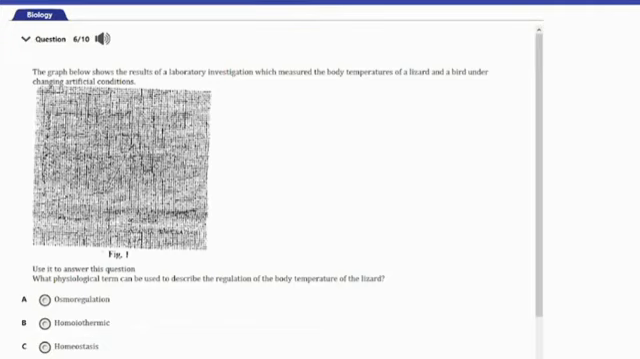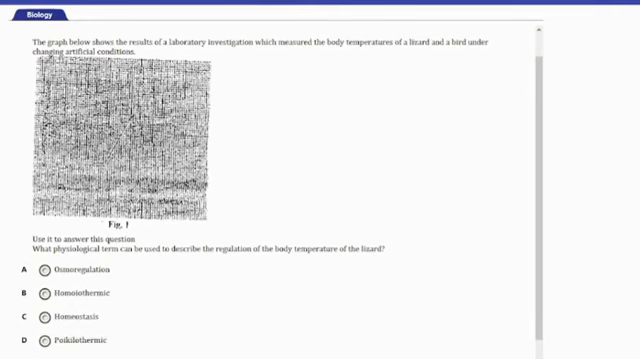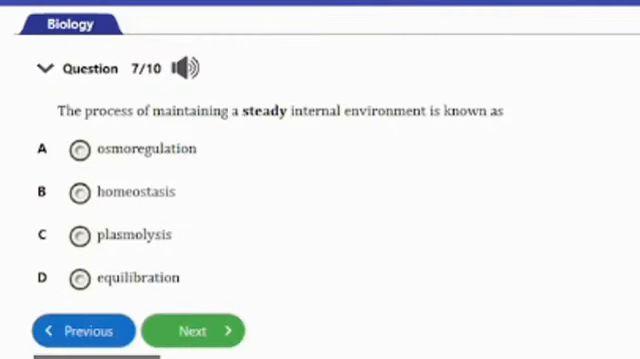What physiological term can be used to describe the regulation of the body temperature of the lizard? We have A. Osmoregulation, B. Homeothermic, C. Homeostasis, and D. Poikilothermic. The answer to this question is option D. Actually, the lizard is poikilothermic in nature, and that's it for that question. So let's consider the next question. That's question number 7.